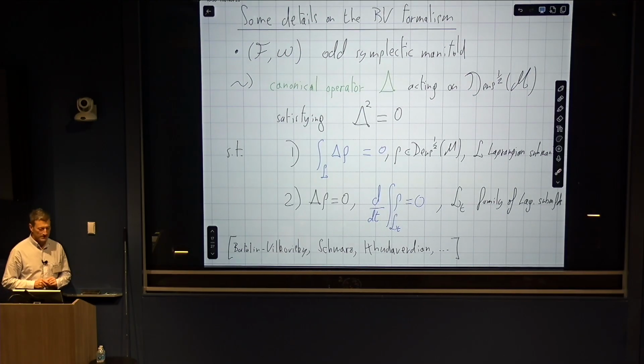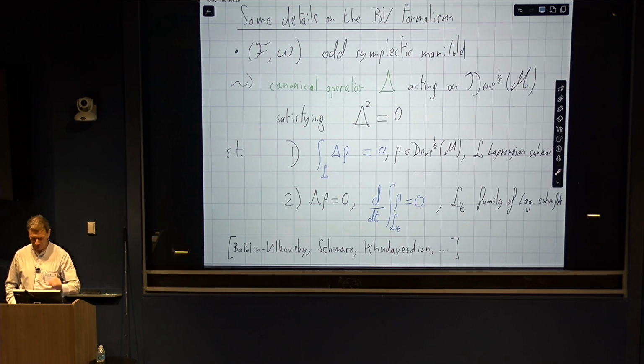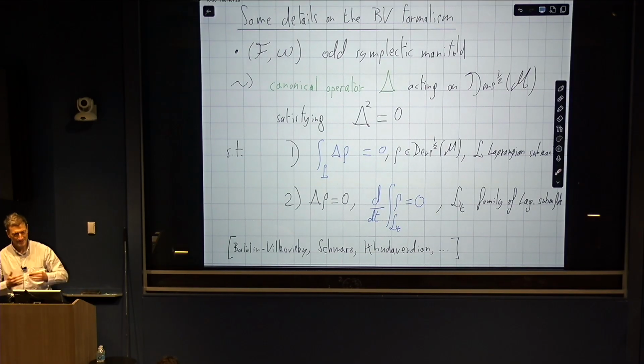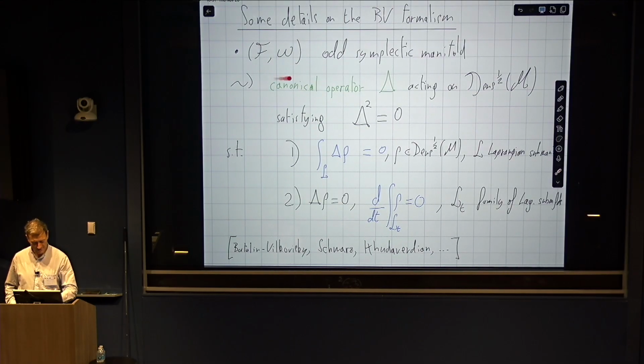Okay, so now let me go into some details of the BV formalism. Let me start with this very formal version, which of course I can formulate more abstractly. And the part where I'm cheating here is that this makes sense for finite-dimensional BV theory. And then, okay, you have to understand how to extend it to field theory. So the idea is that you start with just an odd symplectic manifold. So F is a supermanifold, omega is a closed non-degenerate 2-form, odd with respect to the internal degree.